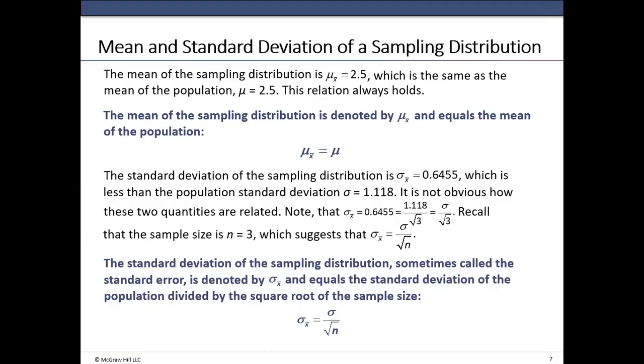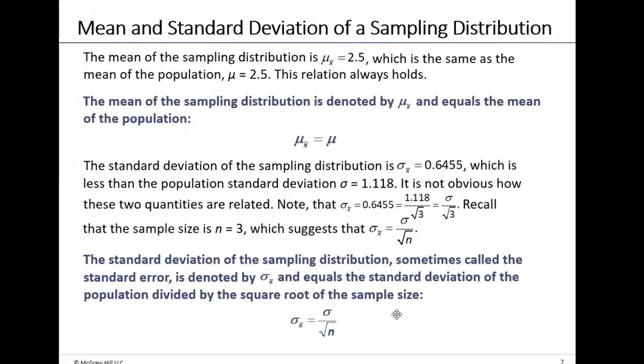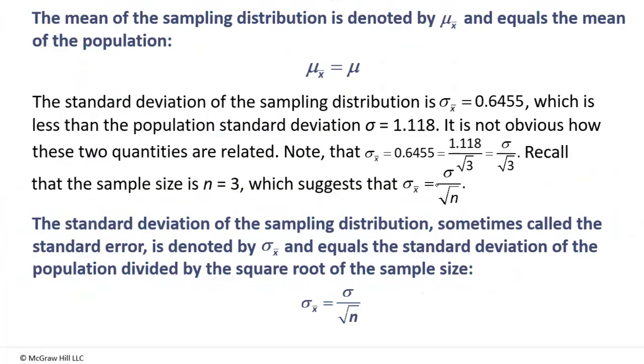Hence the relationship is that sigma x bar, the standard deviation of the spread of the sampling distribution, is equal to the population standard deviation divided by the square root of the sample size. Okay.